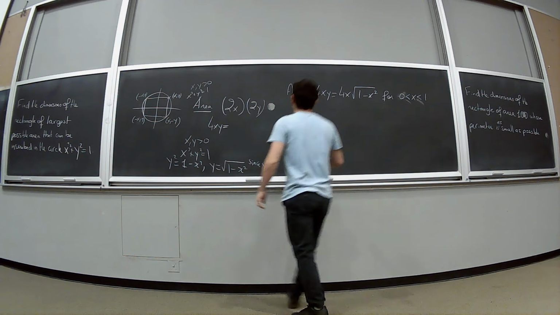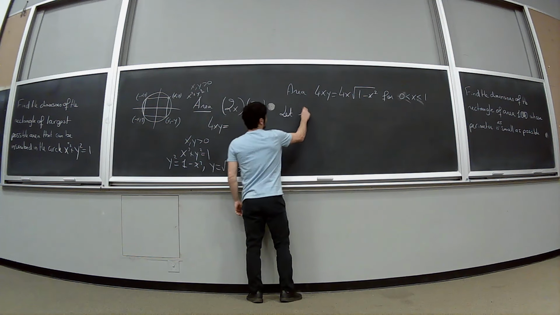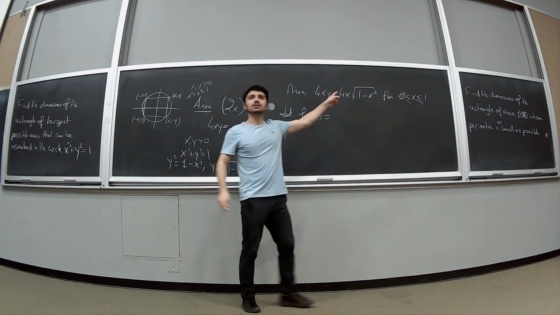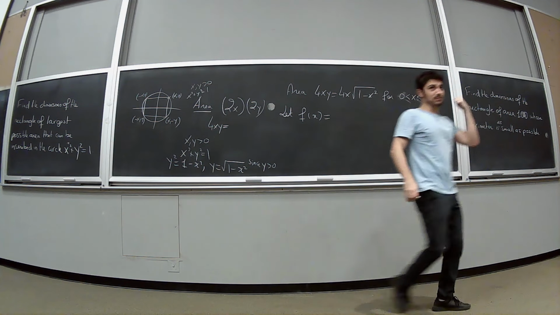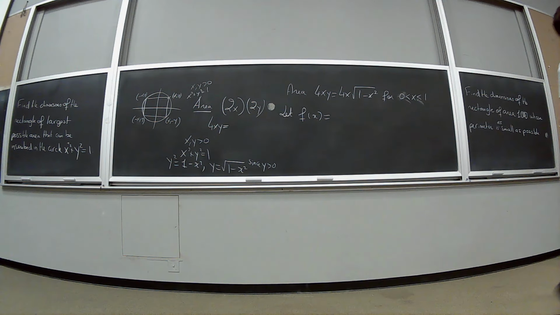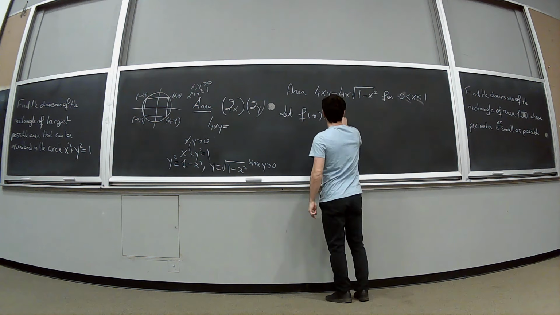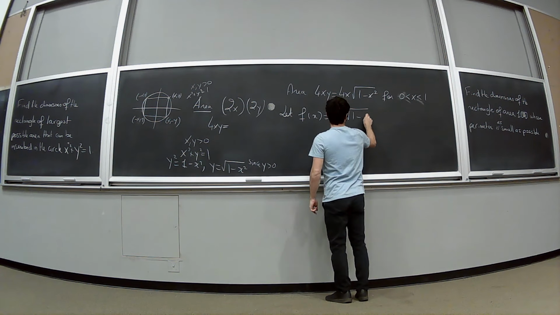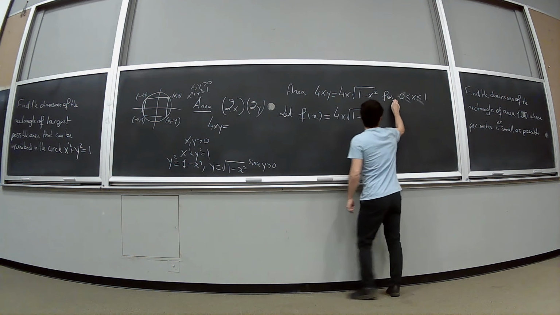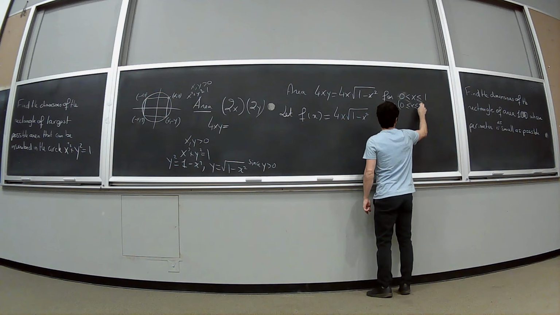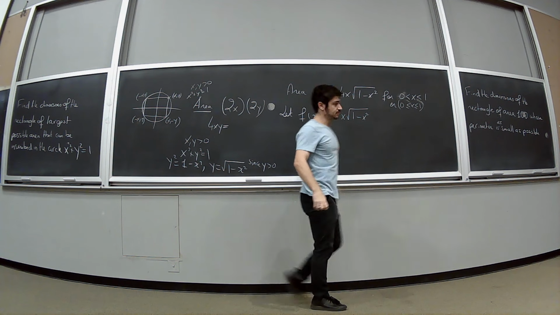So let f of x. What we could do here is we could do the closed interval method, or we could do it with the derivative. What do you guys prefer? Derivative? Okay, great. Let f of x be 4x times the square root of 1 minus x squared, for 0 < x < 1. That's not a big deal, okay?